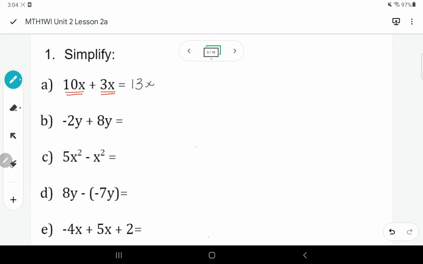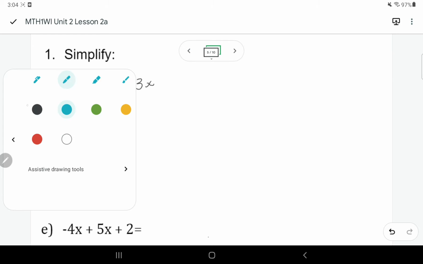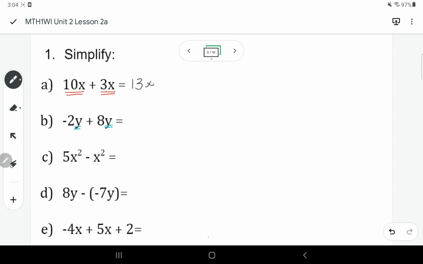The next one, do we have like terms? We have both of these pieces of my expression have a y. There's no exponents, so we can just add or subtract. Adding and subtracting is the same, but here we've got a little bit of a trick. I see a negative sign in front of the 2. So if I had negative 2 y's and I added on 8 more y's, negative 2 plus 8 would give me 6y.